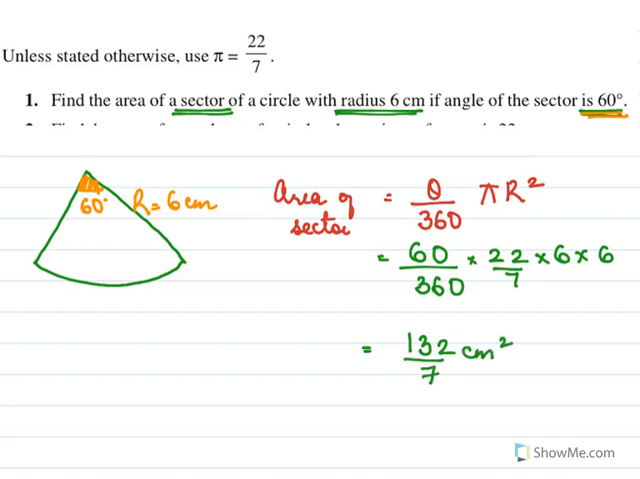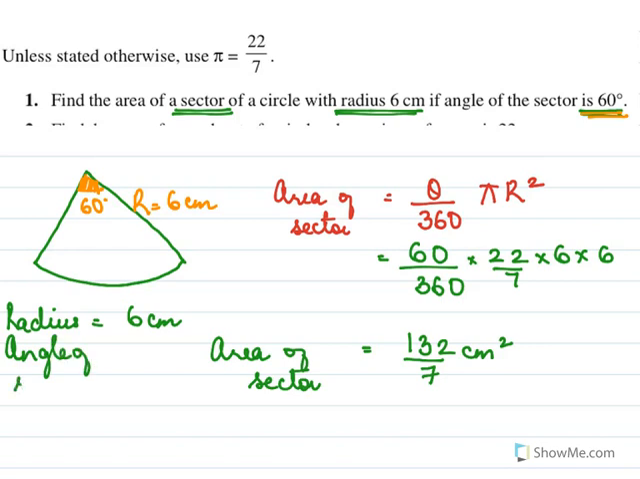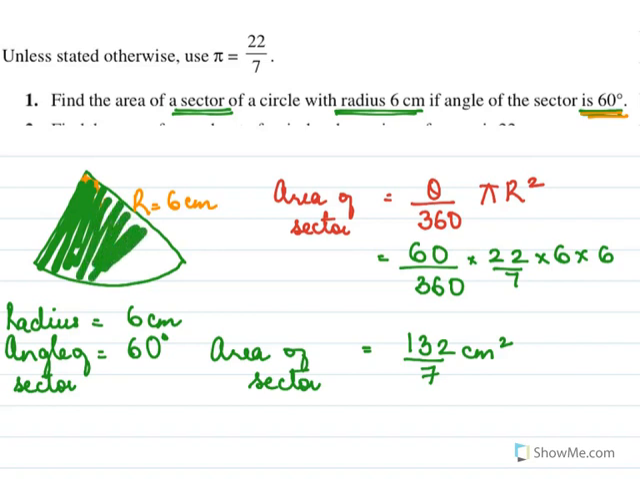Why centimeter square? Because this is area. So area of sector equals 132 by 7 centimeter square. You need to write here though that radius equals 6 centimeter, angle of sector equals 60 degrees. And what basically we have done, we have found the area of the sector, where the angle was given as 60 and the radius was given as 6.